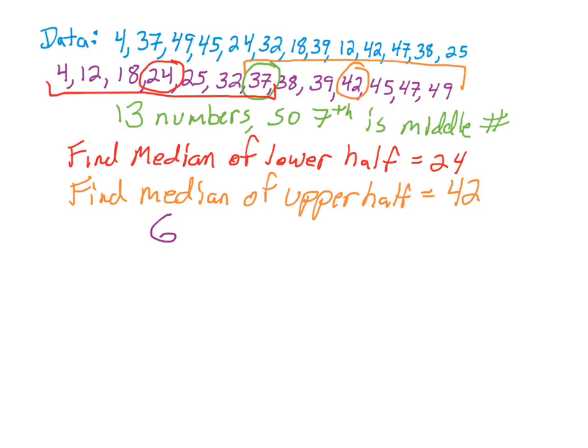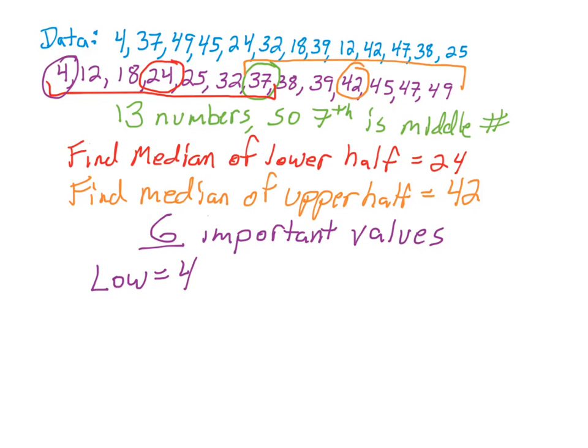Now we're going to write down our 6 important numbers, or 6 important values. The first 5 are what we need to make the graph, and then the 6th one is just informational for helping us interpret the graph. So the first number we need is the lowest number. What is the lowest number in our data? Go ahead and circle the number 4 because that's our lowest number. And then we need the highest number, and the highest number is 49. Go ahead and circle that.